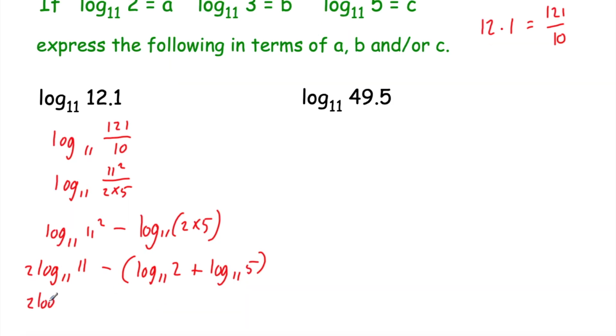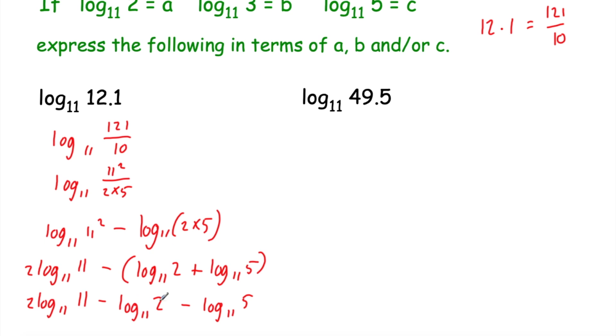That's going to be 2 times the log to base 11 of 11, subtract the log to base 11 of 2, subtract the log to base 11 of 5. Because you're subtracting both of these, or some people consider it as -1 times that and -1 times that, and that's why they both subtract there. Okay, now let's then replace these.